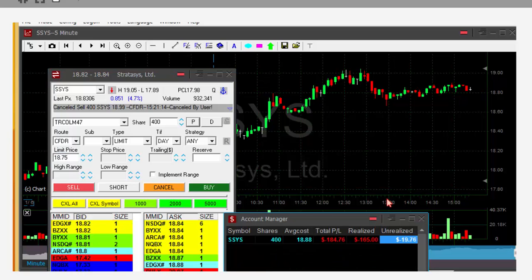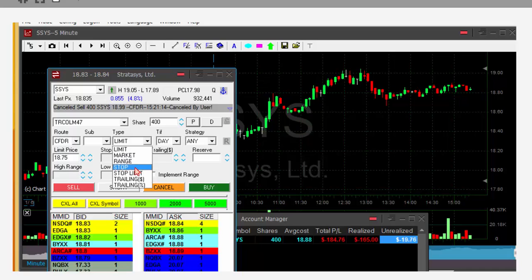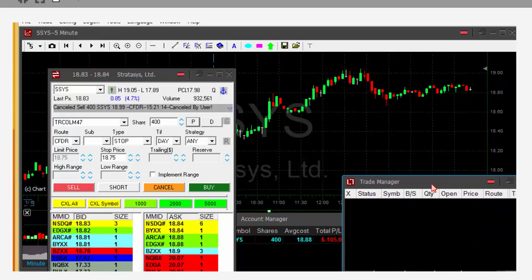Okay, so I can't use a limit order. The only order I can use is a stop order. So I'm going to set a stop order to sell at 1875, which is right over there. And this window has just opened right now. It wasn't open till I chose stop order. So if I use 1875, again, let's take a look at our trade manager over here.